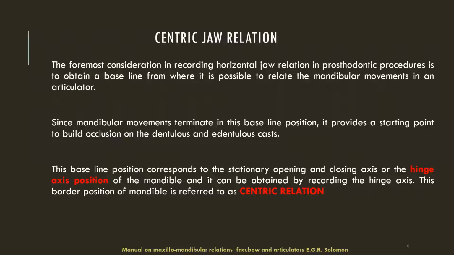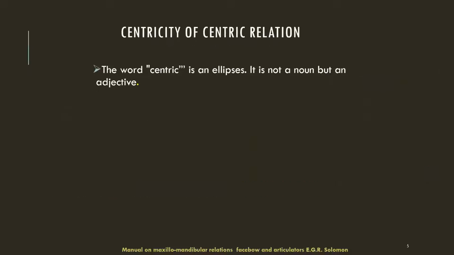Coming to the introduction, the documentation of centric relation from completely edentulous patients and transferring the same to an articulator is the most important step that helps in diagnosis, treatment planning, and fabrication of prosthesis. Since mandibular movement dominates in this baseline position, it provides a starting point to build occlusion on the dentulous and edentulous cast. This baseline position corresponds to the stationary opening and closing axis or the hinge axis. This border position of the mandible is referred to as the centric relation.